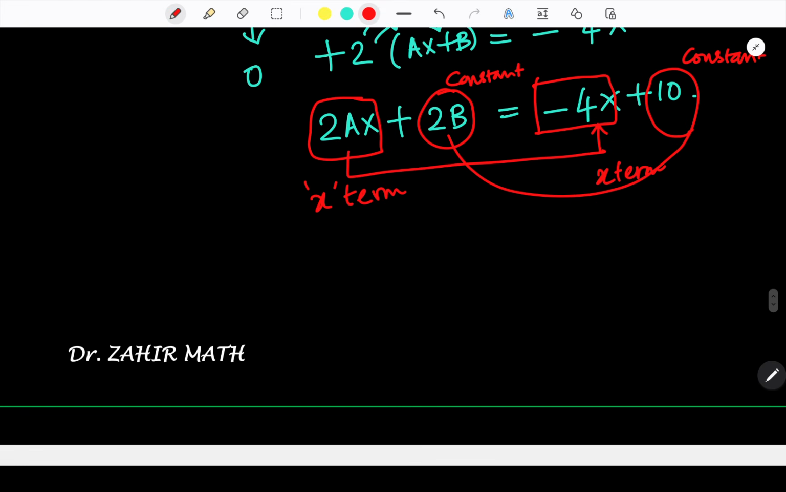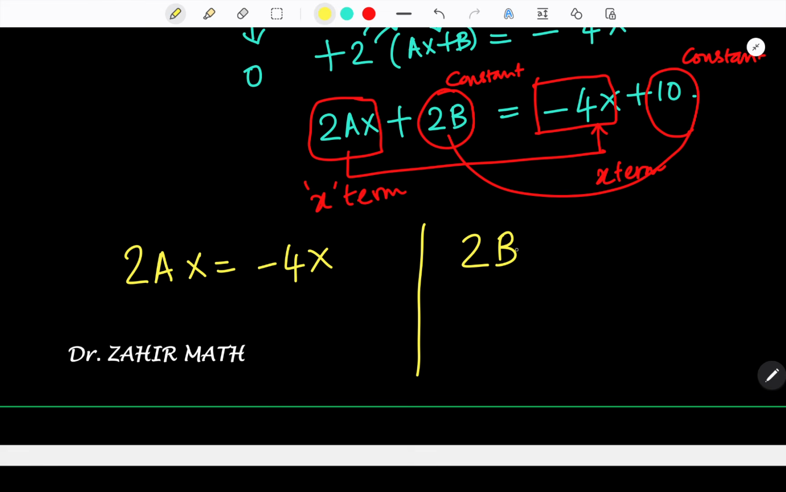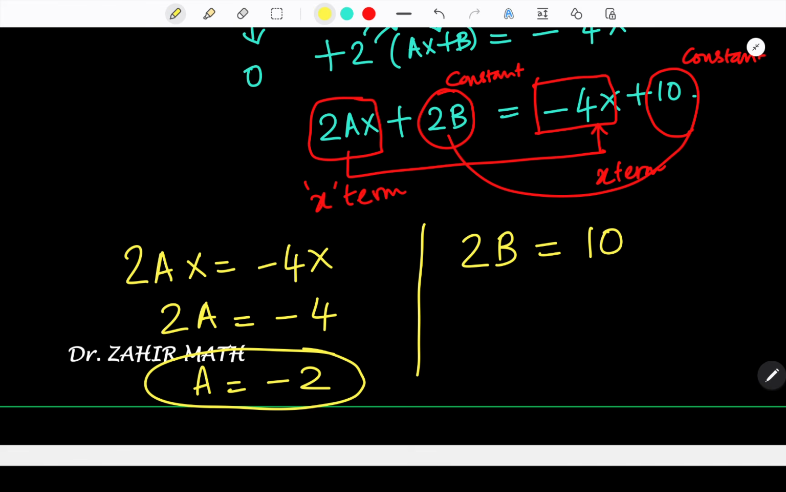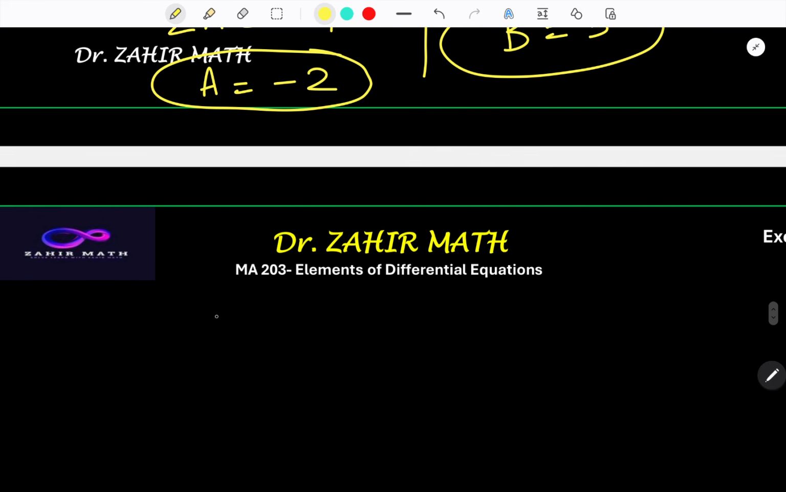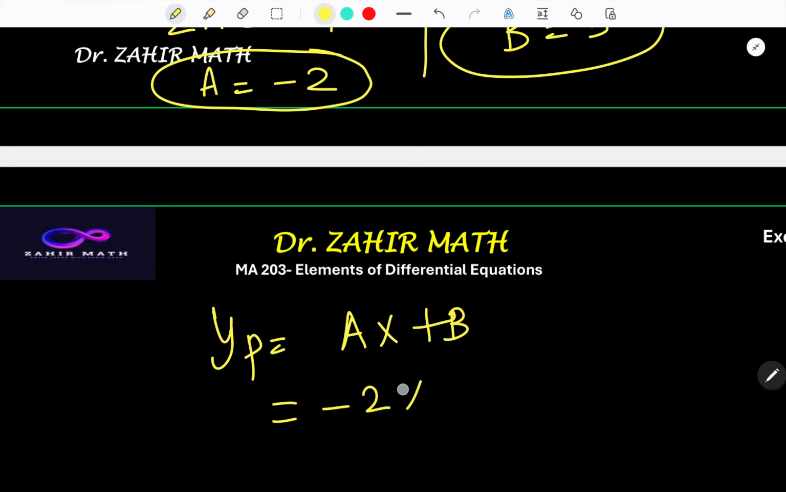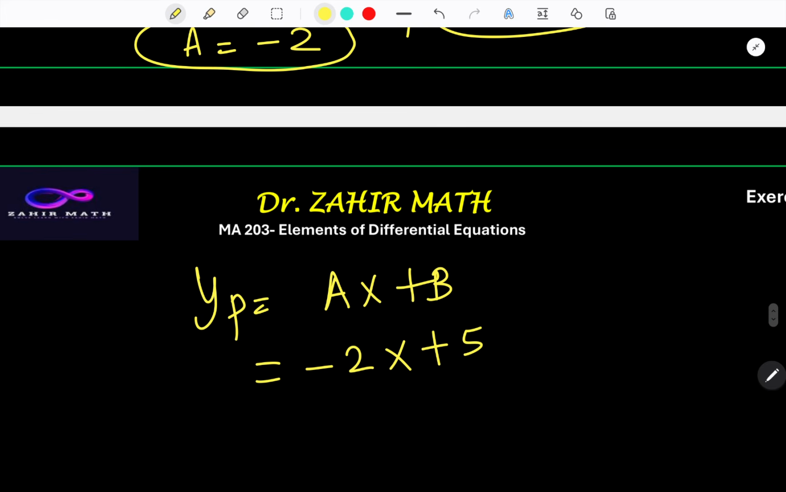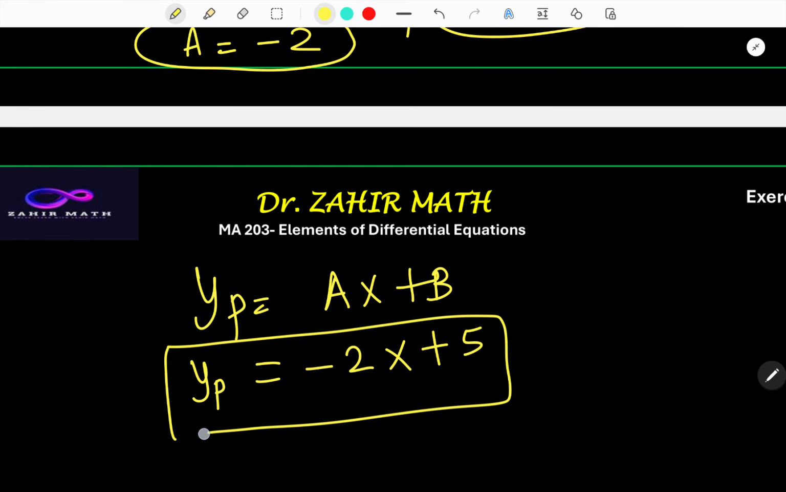So from this, what do we get? We get 2a x equals minus 4x, you can write x also, no problem, and 2b is equal to 10. So x gets cancelled. 2a is equal to minus 4, so a is equal to how much? Minus 2. Right? And 2b is equal to 10, so b is equal to how much? 5. So what is your particular solution? The particular solution is ax plus b. Your a is minus 2 and b is 5. So this is your particular solution.